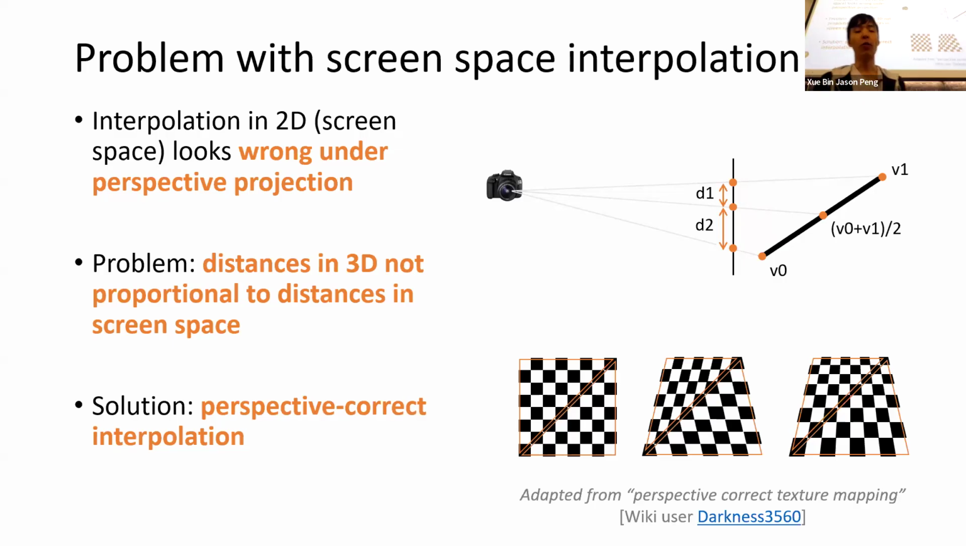And this becomes a general problem when we are applying barycentric interpolation for anything in 2D space. So if we want to interpolate, let's say, vertex colors or vertex normals after we have performed perspective projection, then applying barycentric interpolation in the 2D space will end up giving us incorrect interpolated results.